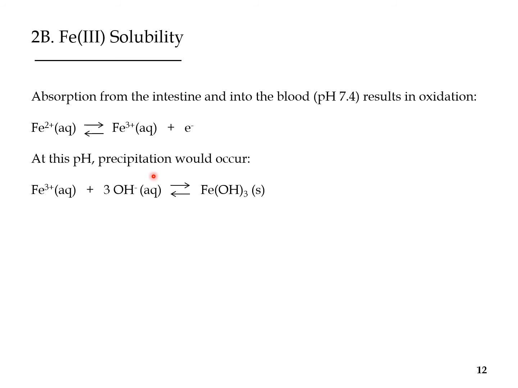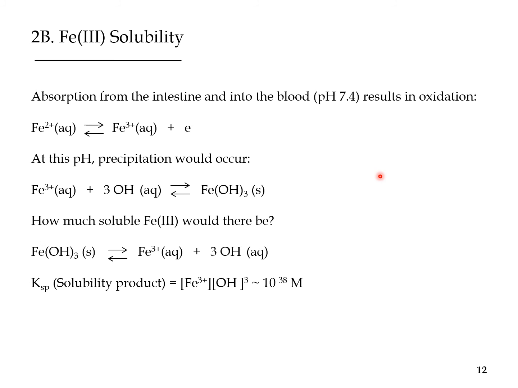Interestingly, at this pH, precipitation would occur. So what forms is this iron hydroxide compound, which is irreversibly insoluble. But there's going to be a small amount that is soluble. Okay, so let's try to get a gauge as to how much.